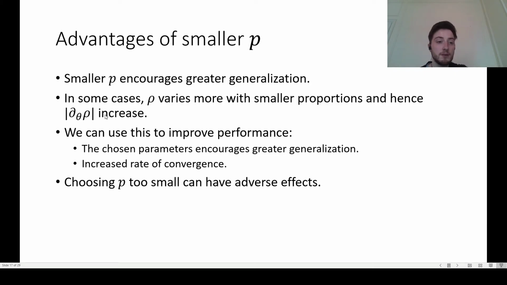However, this is not systematically true. In some cases, using p too small can lead to adverse effects such as lower generalization, because when you have a sample size which is too small, every kernel becomes equally bad at predicting the sample, and hence you have again equality between parameters, which is undesirable.